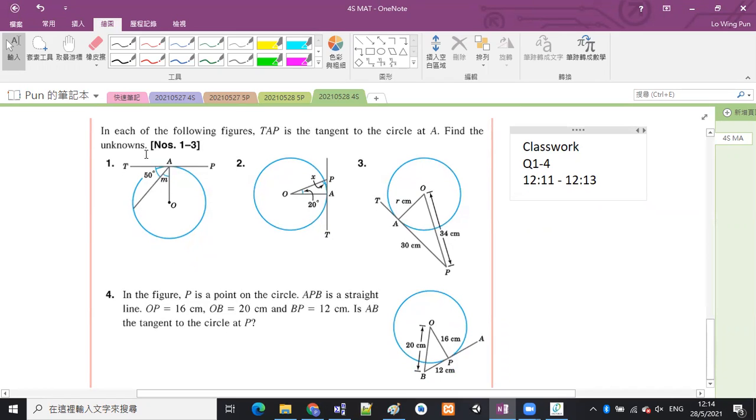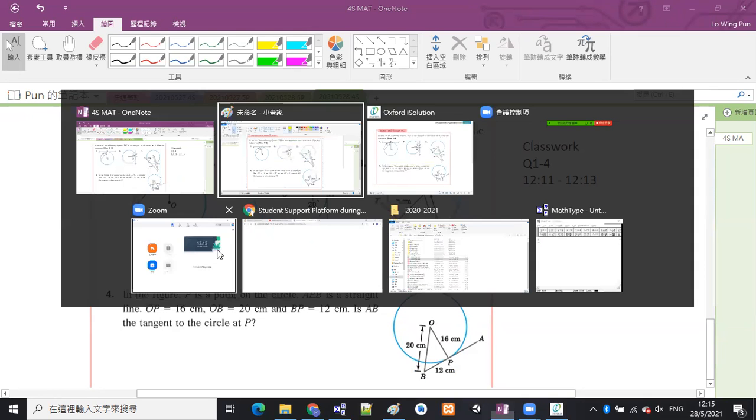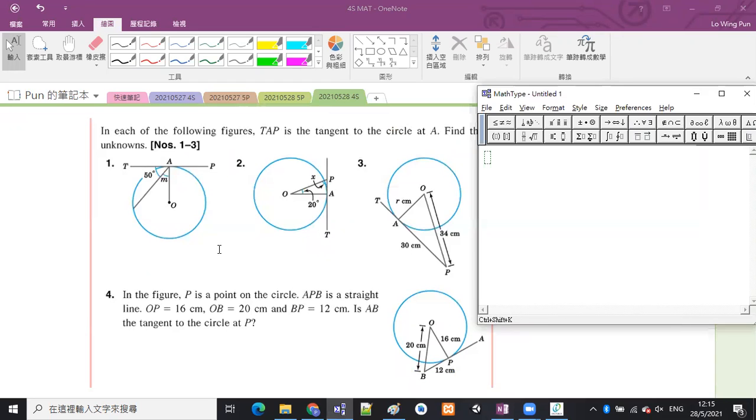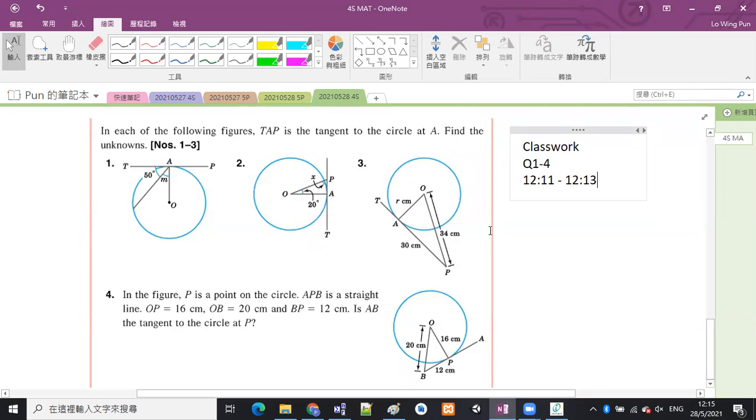Number 1. Because it is given that TAP is a tangent to the circle at A, and OA is a radius, angle OAT should be 90 degrees. Okay, so angle OAT should be 90 degrees. This is tangent perpendicular to radius. Okay, but you don't need to write down the reason. So M plus 50 degrees is equal to 90 degrees, and then M is 40 degrees. Okay, so this is question number 1.